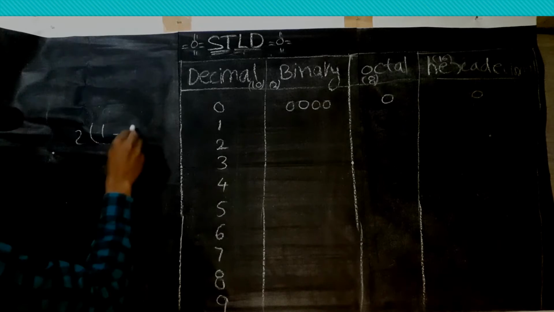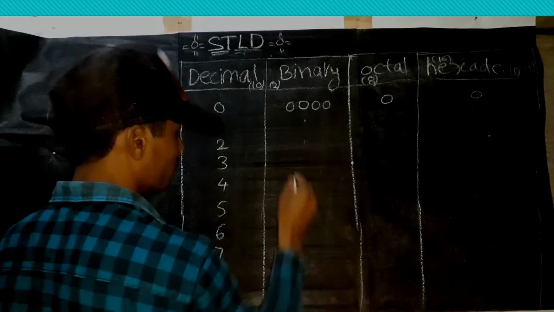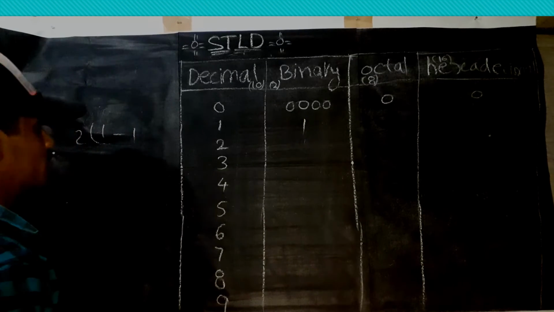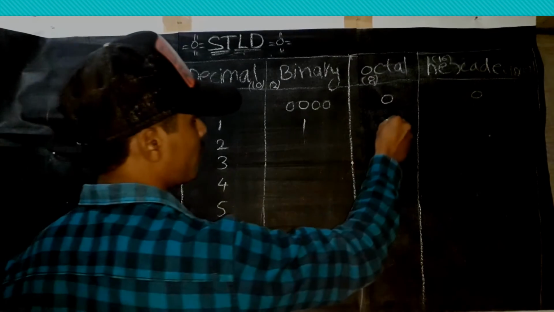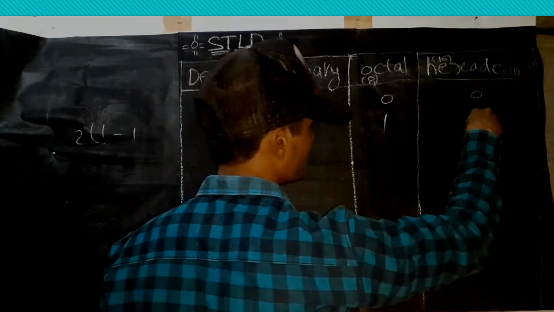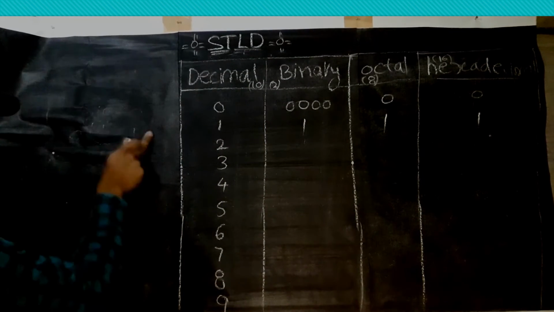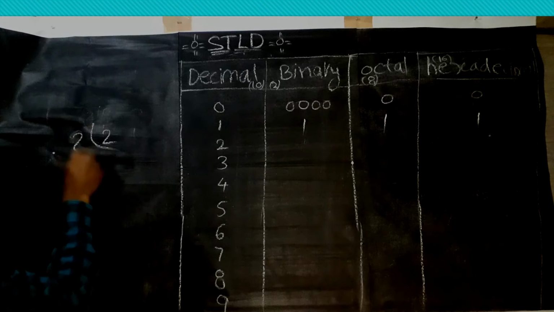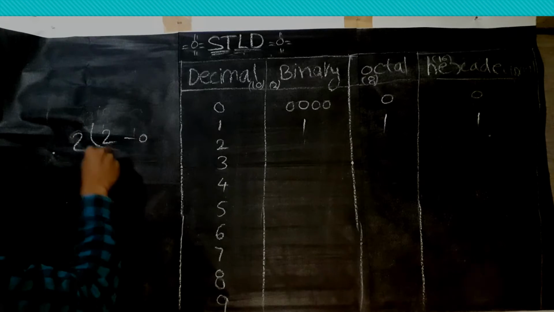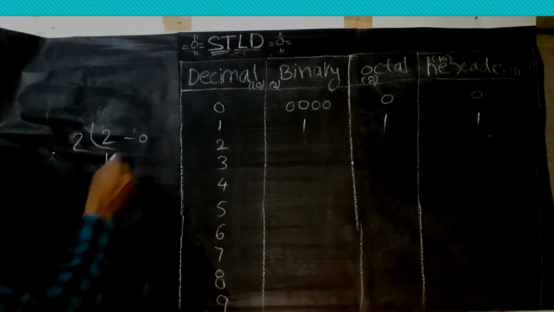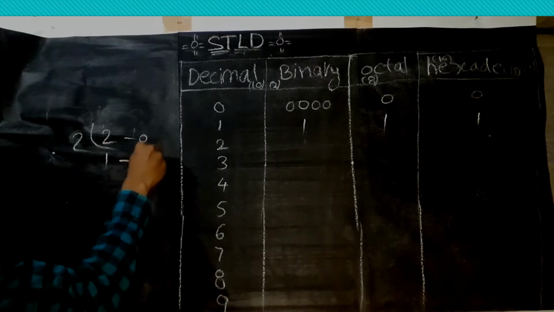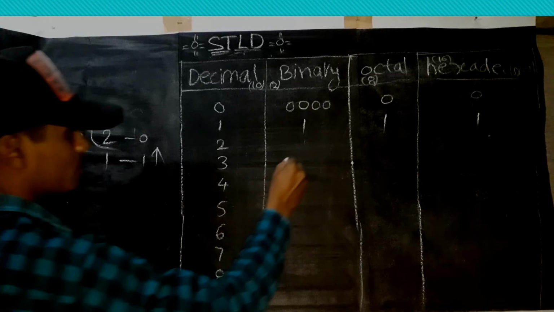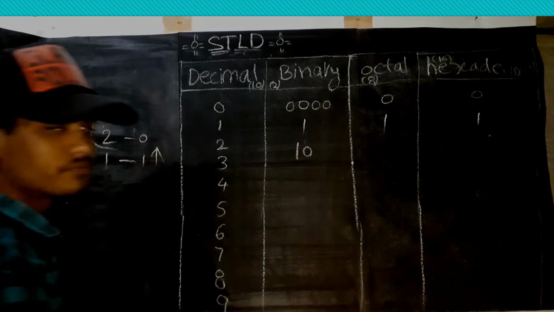Here the 1. 1 divided by 2 is also 1. The value is 1 in binary, octal and hexadecimal. Now that's 2. 2 divided by 2: 2 ones are 2, value is 0. Here the value is 1, 0. That's why the value is 1, 0.